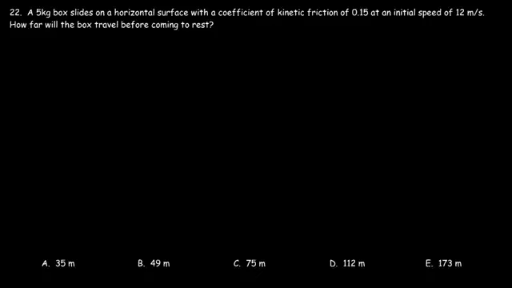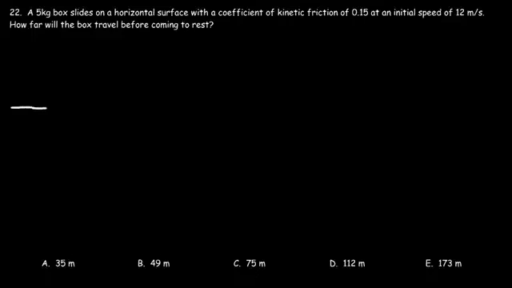Number 22. A 5 kilogram box slides on a horizontal surface with a coefficient of kinetic friction of 0.15 at an initial speed of 12 meters per second. How far will the box travel before coming to rest? So feel free to pause the video and try this problem.